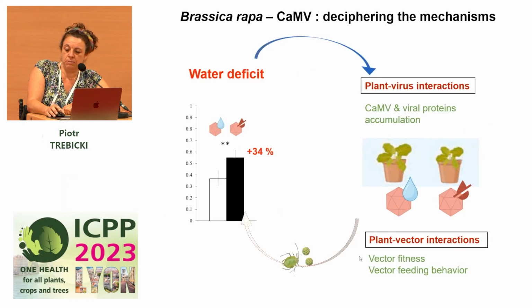So what can be the explanation for this? We have two kinds of interaction which can be responsible. It's a plant-virus interaction, so we need to look at the virus load, the viral protein accumulation that could explain a higher transmission. Also the interaction between the plant and the vector can really be a parameter influencing transmission.